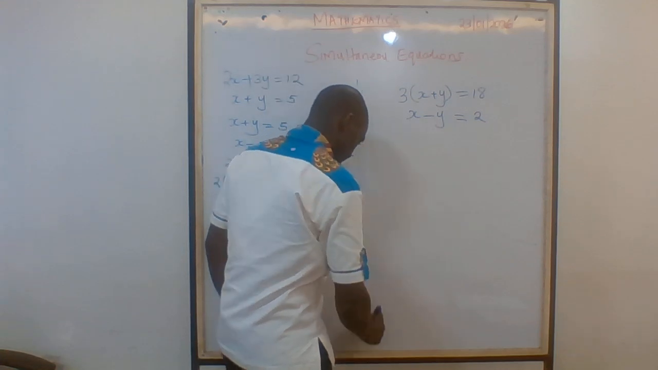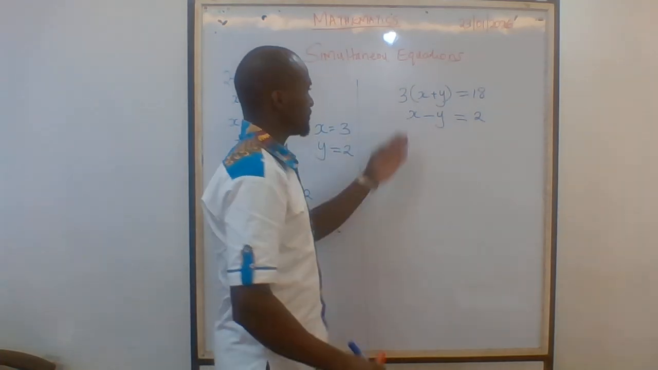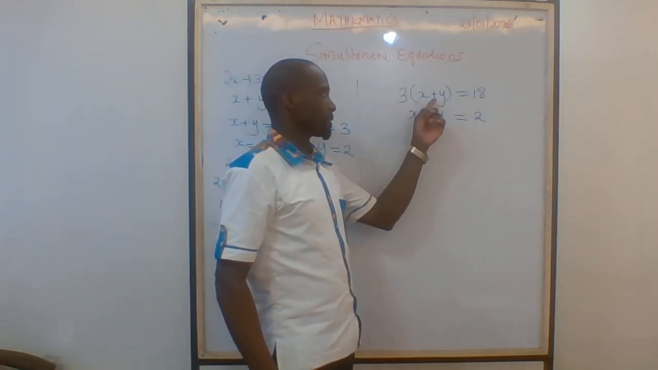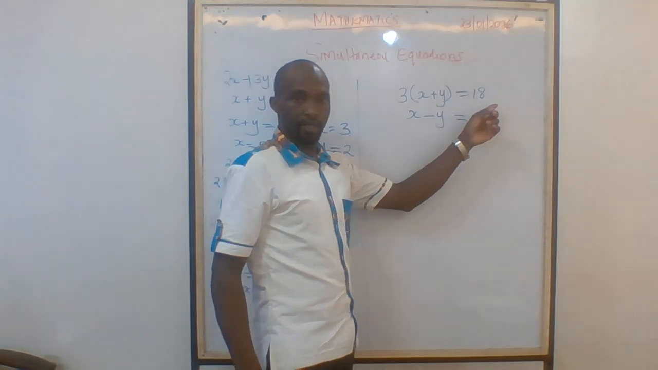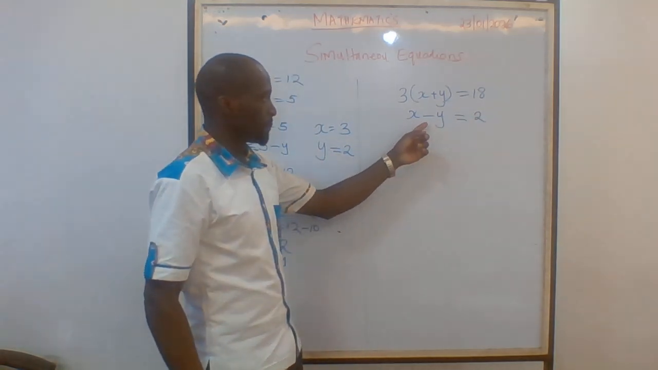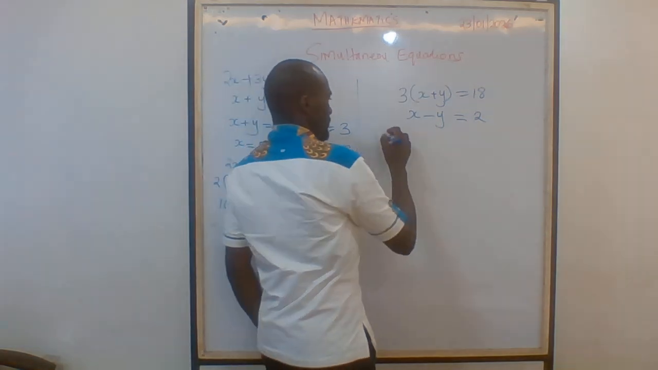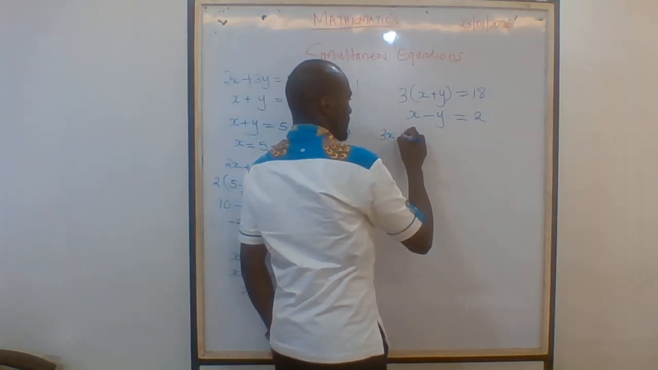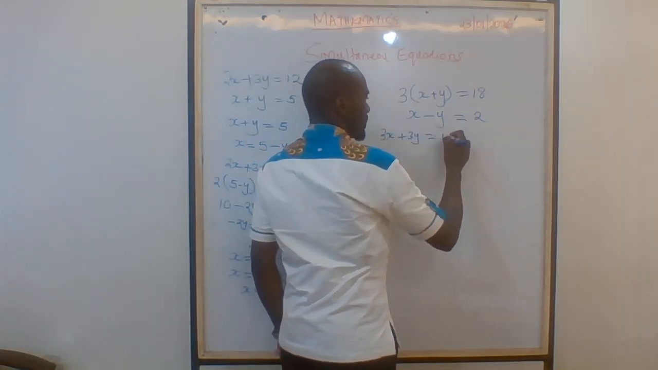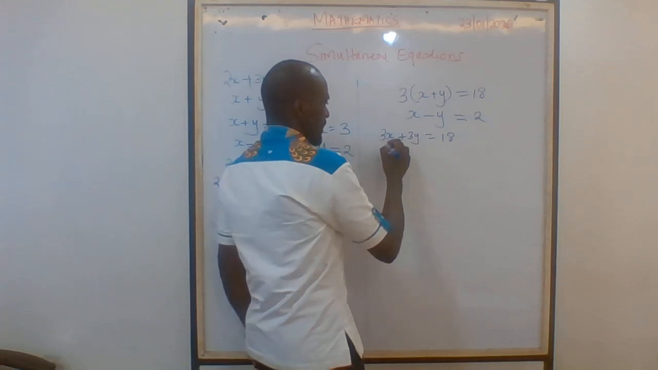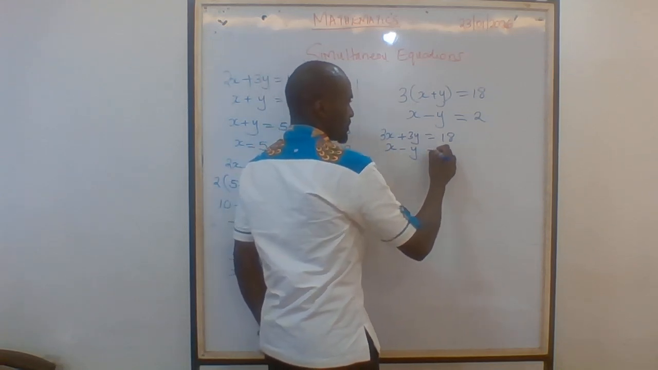Now, let's look at the second example. We have 3 into bracket x plus y is equal to 18, then x minus y is equal to 2. So we open the bracket here. We're going to get 3x plus 3y is equal to 18, then x minus y is equal to 2.